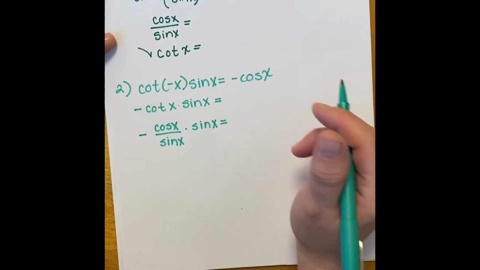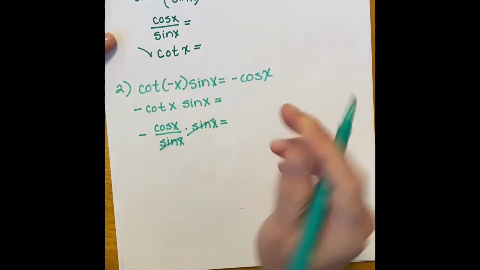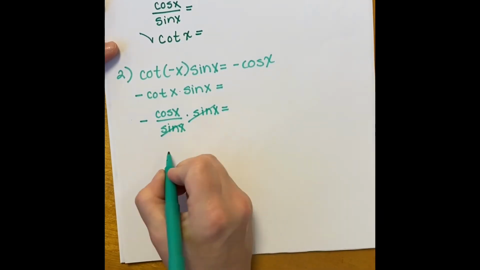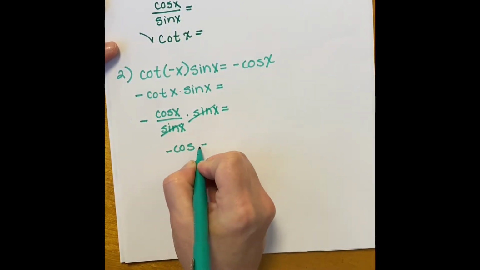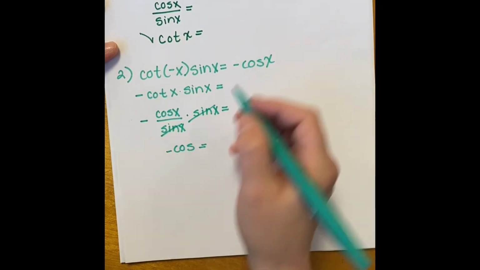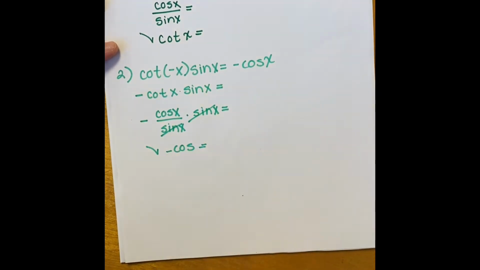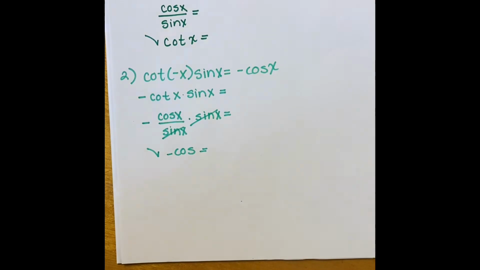Okay, and now what can we do? What's going to cancel out? The sine. So my problem is gone. We are left with the negative cosine of x. See? Ding, ding, ding, ding, ding. Check mark. All right, let's do another one.